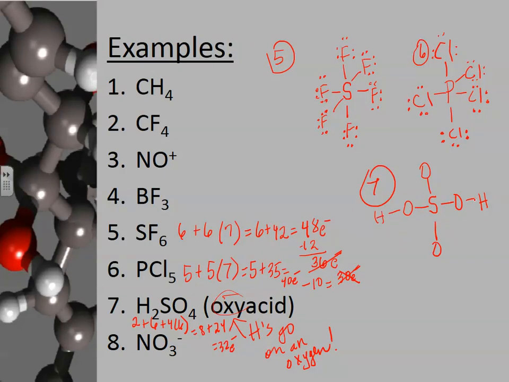2, 4, 6, 8, 10, 12. We've used 12 of our electrons. That means we have 20 remaining. Now, hydrogen's duet rule has been satisfied. Sulfur's octet rule is satisfied. So that means all the remaining electrons go on the oxygens. So 2, 4, 6, 8, 10, 12, 14, 16, 18, 20. And that's all the electrons. And that is going to complete the octets for the oxygens too. So you're done with that structure.